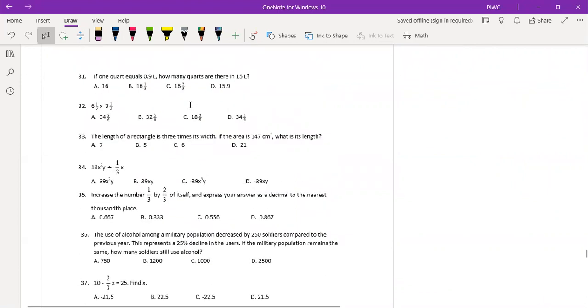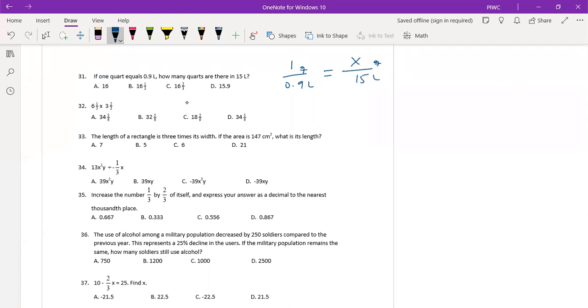Number 31. 1 quart is equal to 0.9 liters. How many quarts are there in 15 liters? So you can set up a proportion: 1 quart to 0.9 liters, the same proportion, x quarts, we don't know, to 15 liters. And then do a cross product.